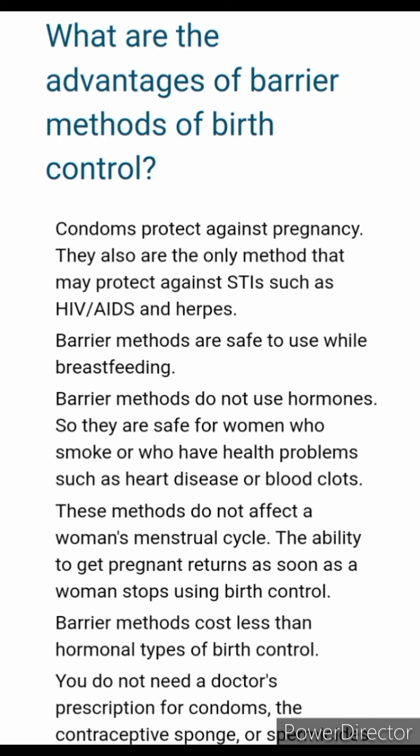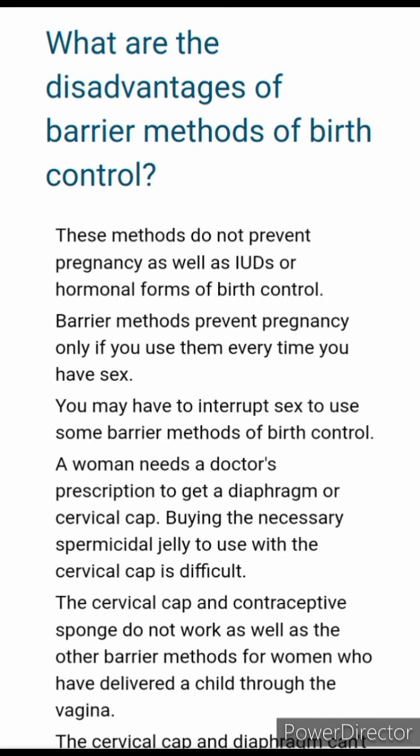So the next is the disadvantages of the barrier methods of birth control. These methods do not prevent pregnancy as well as IUDs or hormonal forms of birth control. They prevent pregnancy only if you use them every time you have sex. You may have to interrupt sex to use some barrier methods. A woman needs a doctor's prescription to get a diaphragm or cervical cap. Buying the medical jelly necessary to use the cervical cap is difficult.